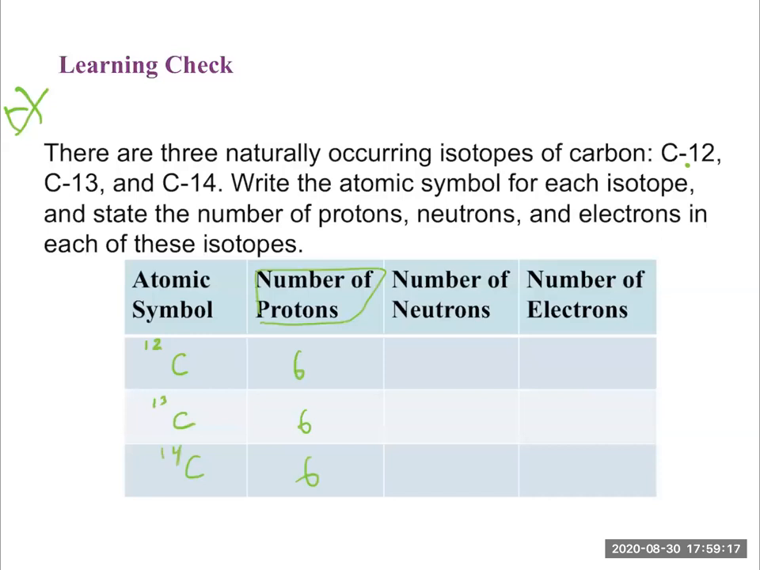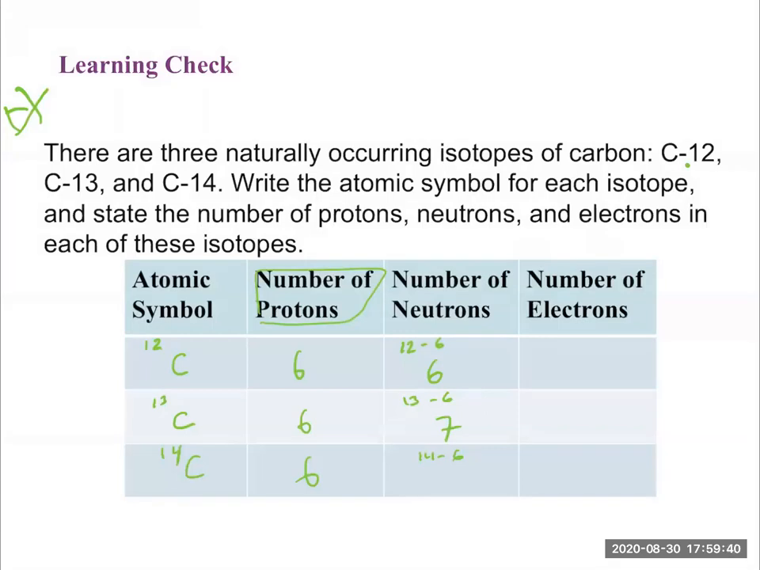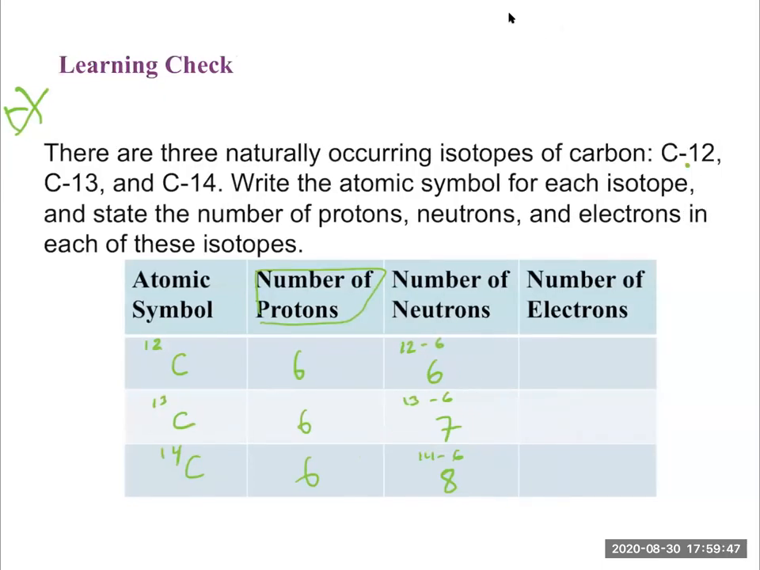So 12 minus 6 will give you the number of neutrons, which is 6. 13 minus 6 will give you the number of neutrons, which is 7. 14 minus 6 will give you the number, which is going to be 8. And in this case, since none of them have a charge, they didn't give you a charge, we're going to put 6 here, 6 here, 6 here. They're all going to be 6, 6, 6.